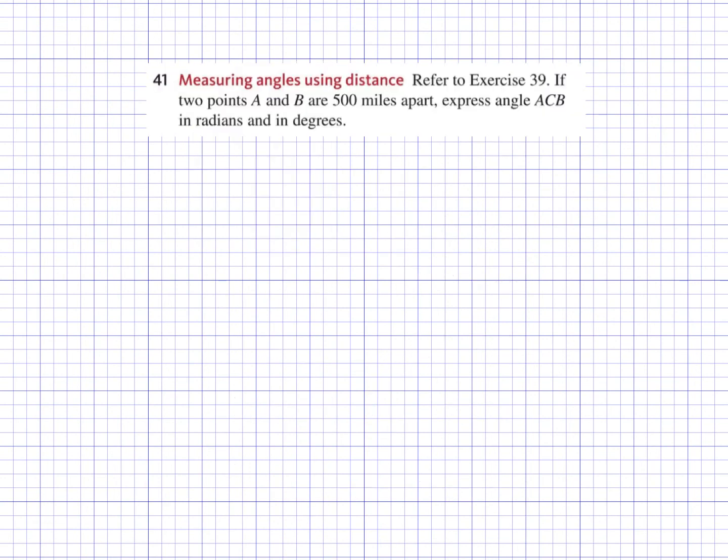Okay, 2 more problems. Measuring angles using distance. The same as the last problem we just did. If 2 points A and B are 500 miles apart, express angle ACB in radians and degrees. So you have A, B, and C is the center. It's 500 miles apart. So it wants it in radians and in degrees, whatever theta is here.